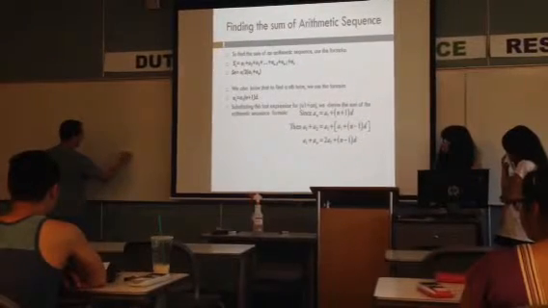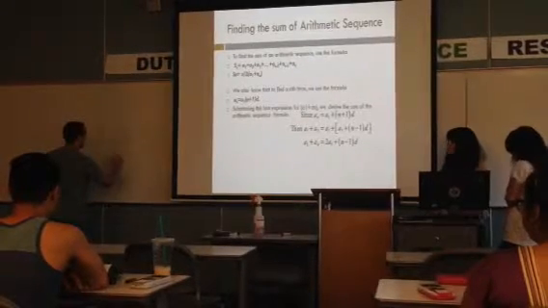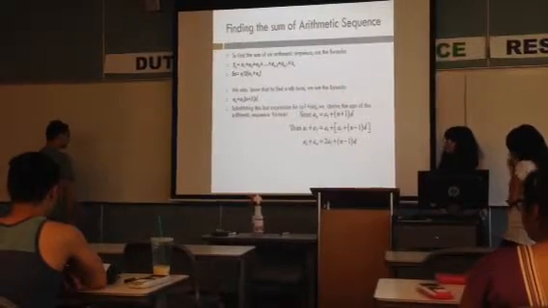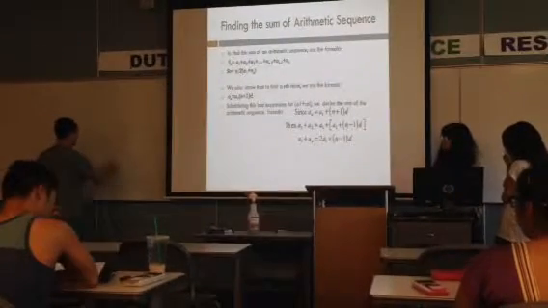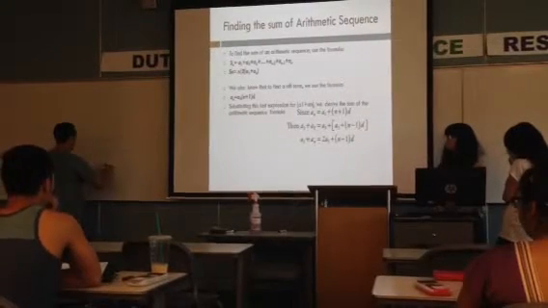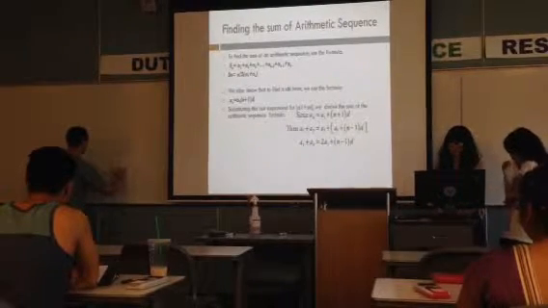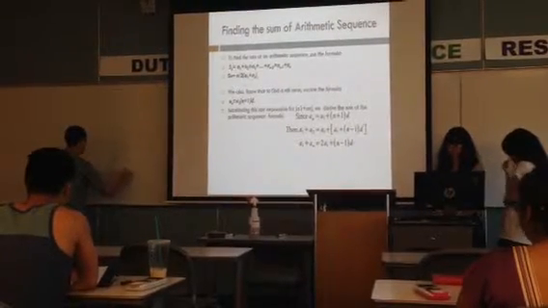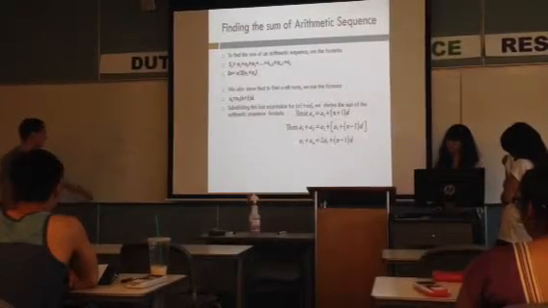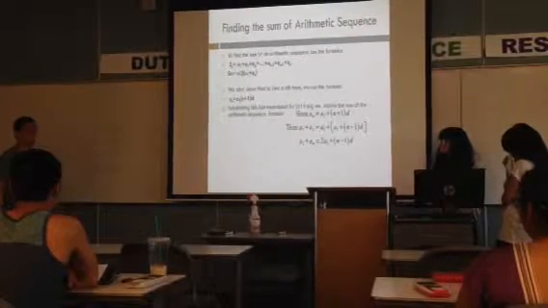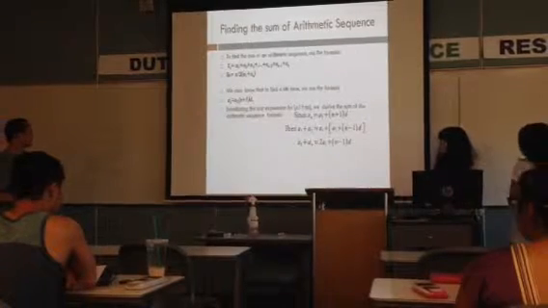Sorry, we have n terms in the form of a1 plus an, divided by 2. Now we can use this formula, Sn equals n over 2 times (a1 plus an), if we're given a1 and an in the problem, to find the sum of the arithmetic sequence.